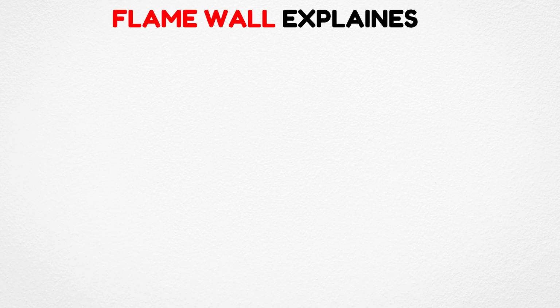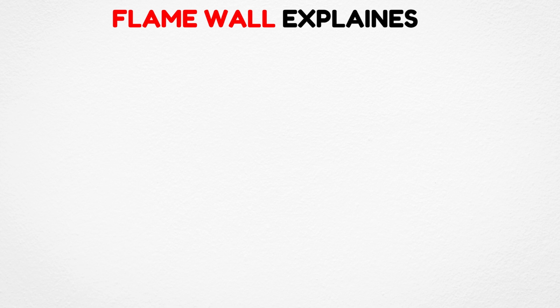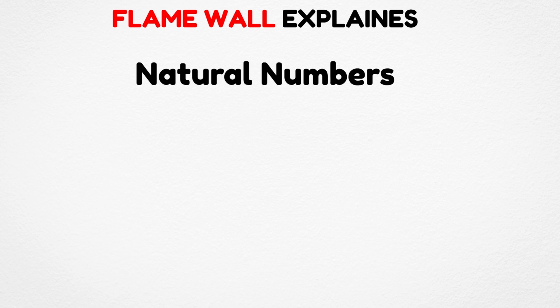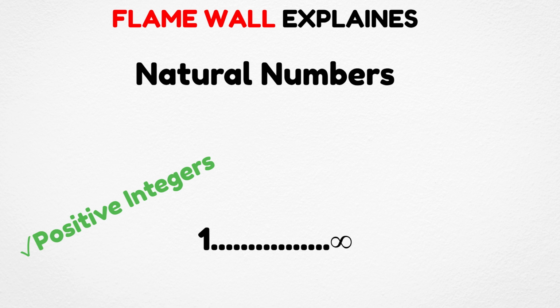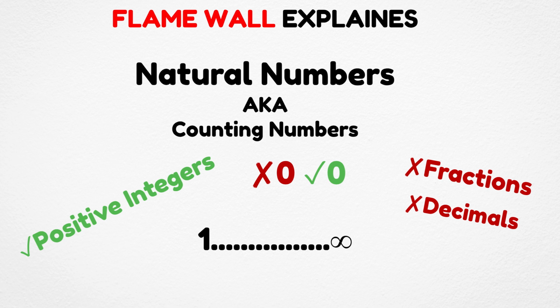In today's video, we are going to see about all the types of numbers there are. So first we are starting with natural numbers. Natural numbers are positive integers used for counting, beginning with 1 and extending infinitely. For example 1, 2, 3, 4 and so on. They do not include fractions, decimals or zero, although some definitions in fields like computer science and set theory may include zero. Natural numbers are also known as counting numbers.